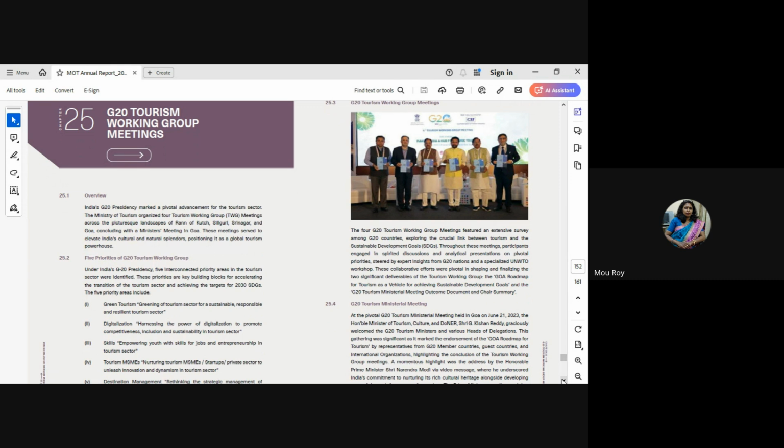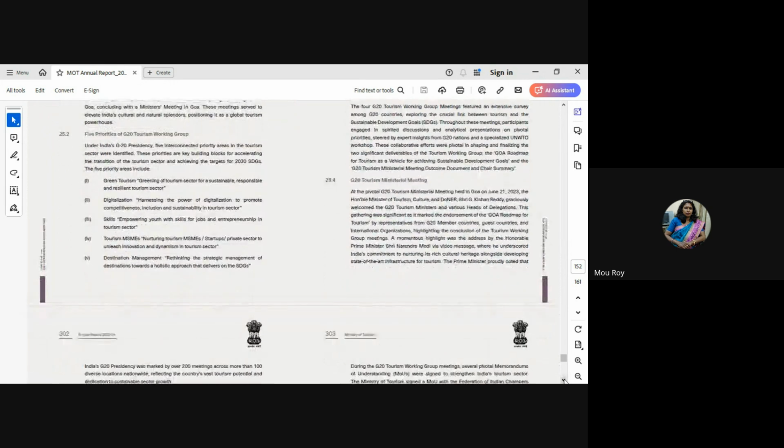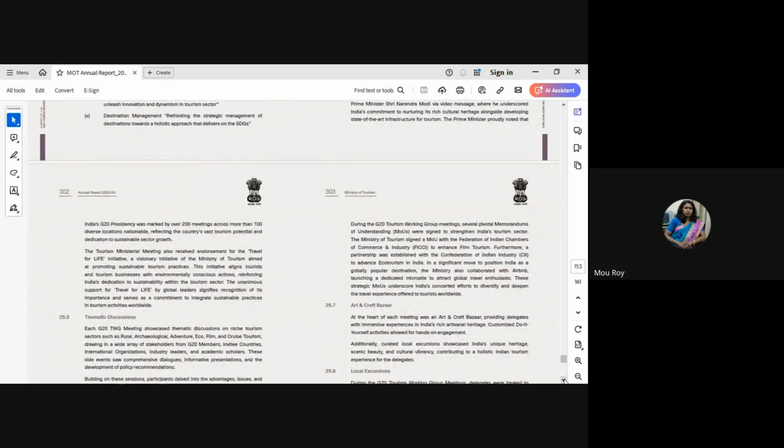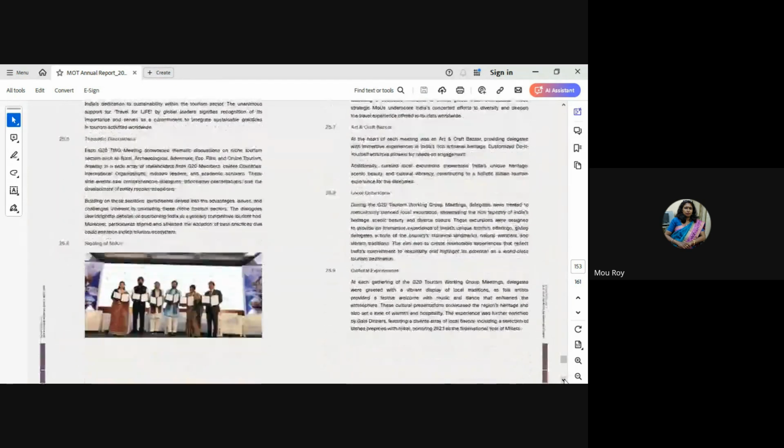Then there were startups, MSMEs, and destination management organizations: how to manage the destinations, how to uplift and develop the different destinations. That was also a very important sector which was taken care of by the Ministry of Tourism.